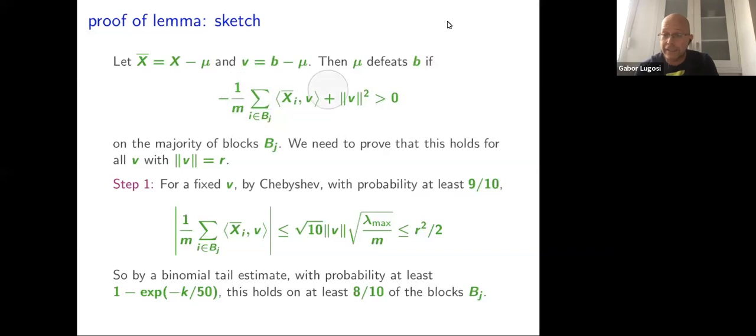If we rewrite the definition, what it means is that on the majority of the blocks we have this inequality. Okay. All right, and this has to hold for all vectors whose norm is greater than r. But it's very easy to see that it's enough to prove it for when the norm actually equals r, because that will imply that we beat everybody also farther away. Okay.